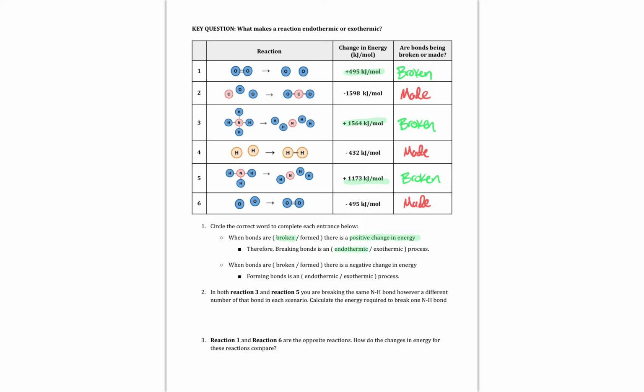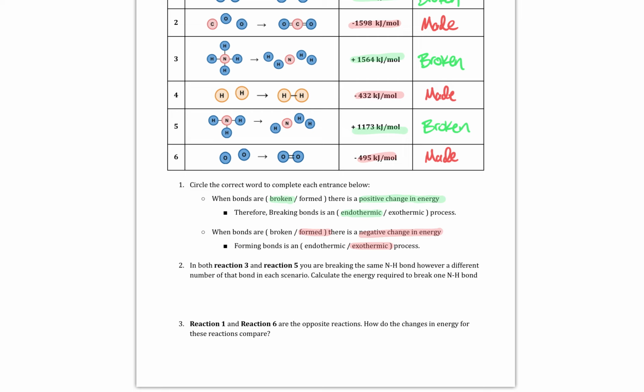However, on the other side, whenever bonds are formed, bonds are made, what we're seeing is there's a negative change in energy. Therefore, forming bonds is an exothermic process. So we know it takes an input of energy to break bonds, and then when bonds are made, they release energy. But is this a random amount of energy, or is there a specific value to it?